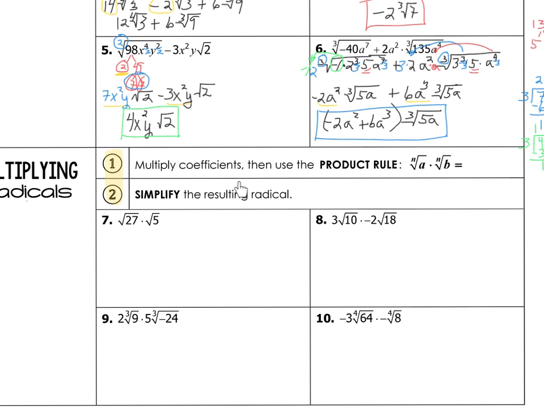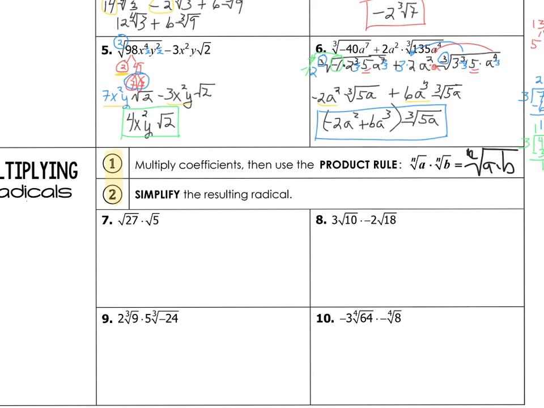So you're going to multiply coefficients and then use the product rule. So, for instance, to multiply two radicals, you have to have the same index. So basically, if these indexes are the same, you can just combine them as one radical. So, for instance, this is going to be the nth root, that's an nth root, I'm trying to write it small, of a times b.